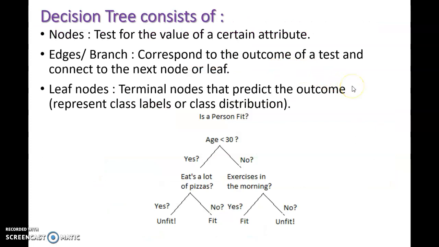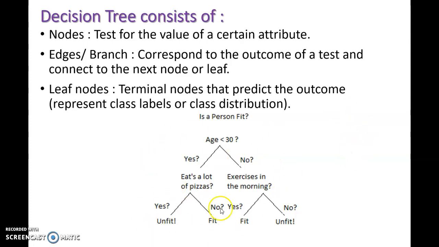A decision tree consists of nodes, edges (sometimes called branches), and leaf nodes. Nodes test for the value of certain attributes. Branches correspond to the outcome of the test and connect to the next node, or a leaf node. A leaf node is a terminal node that predicts the outcome and represents a class label or class distribution, or you can say a target attribute.